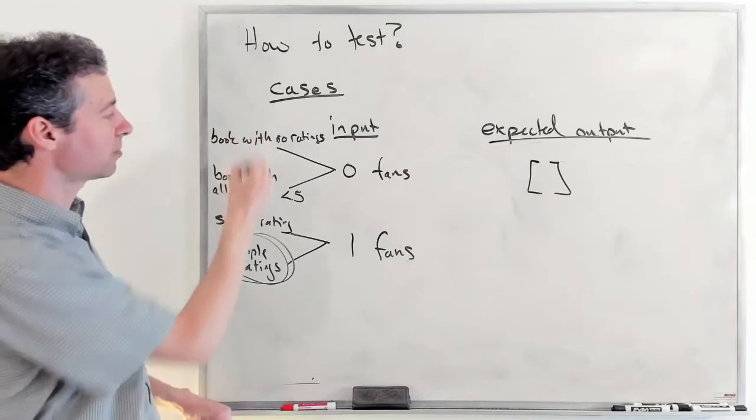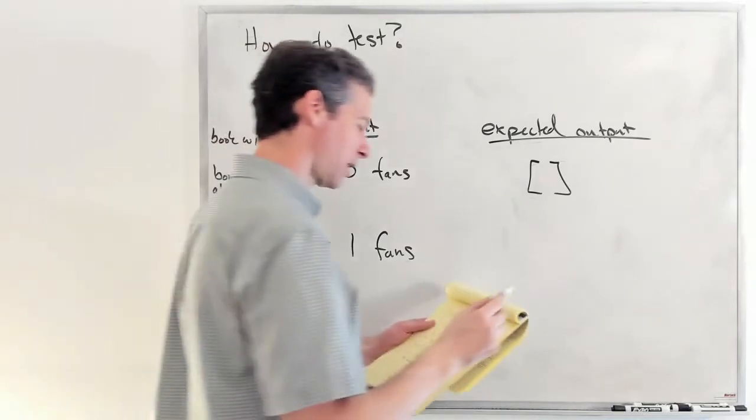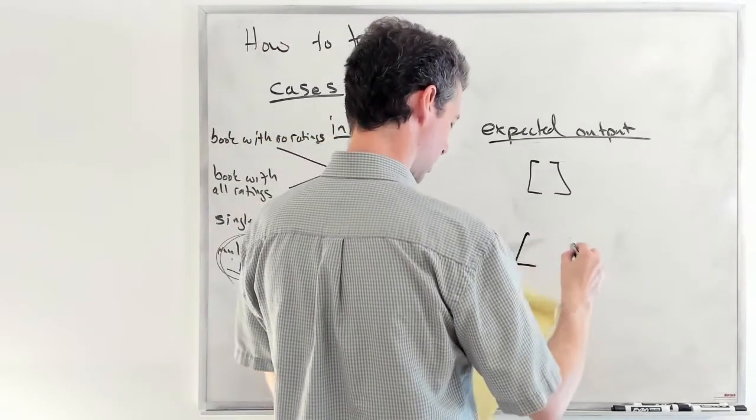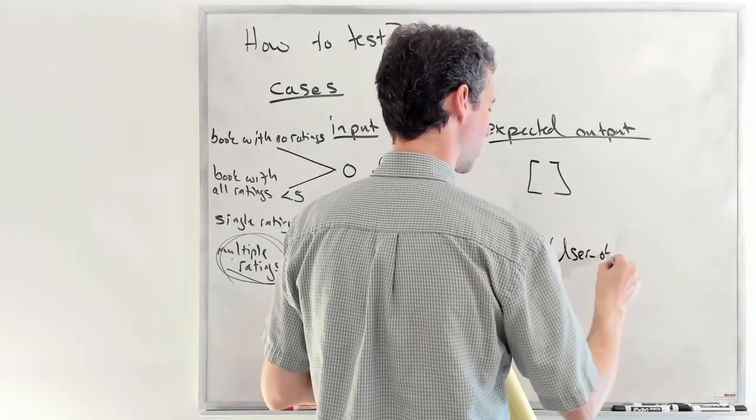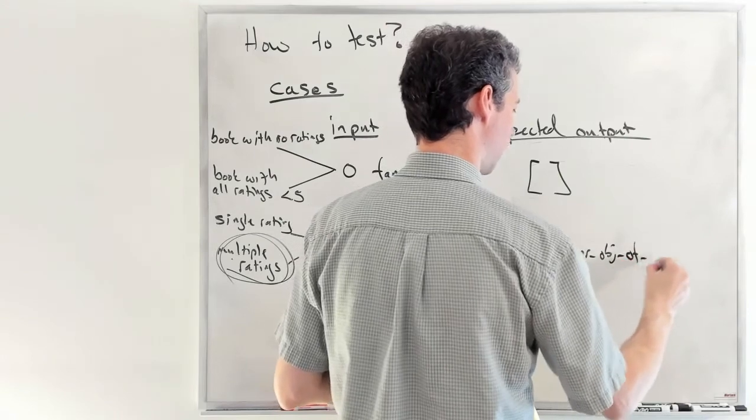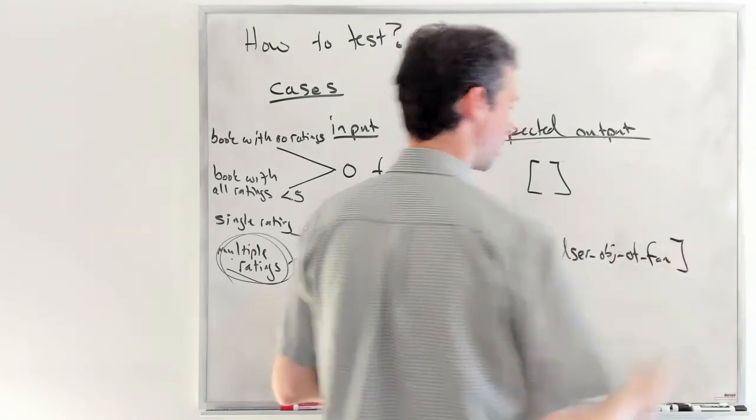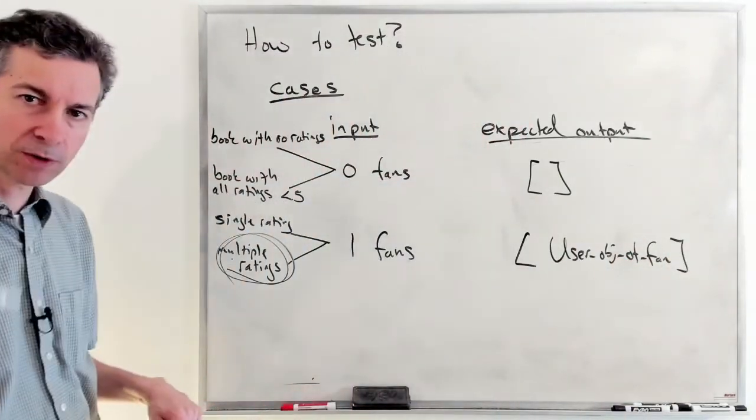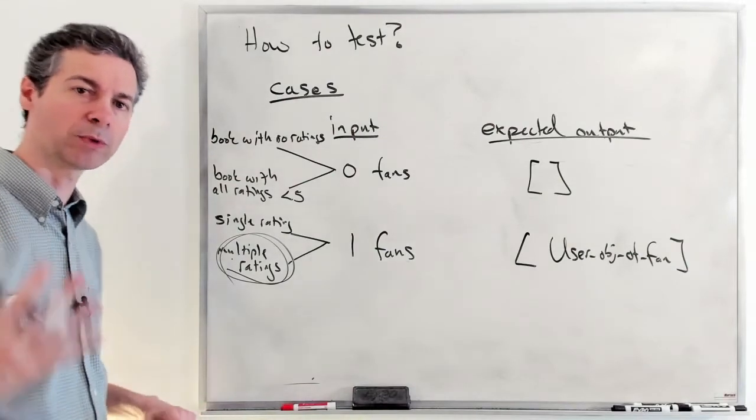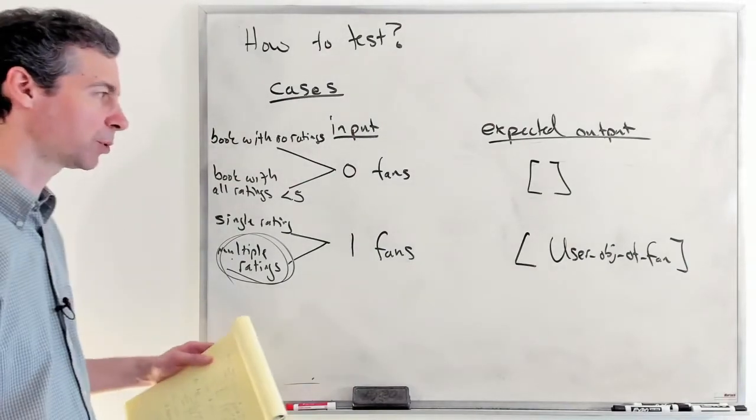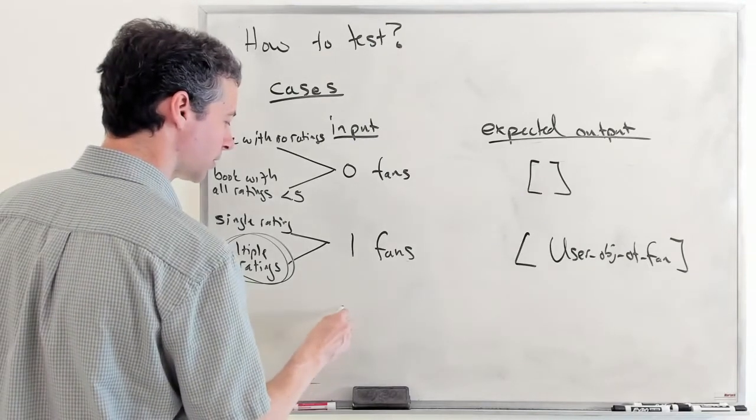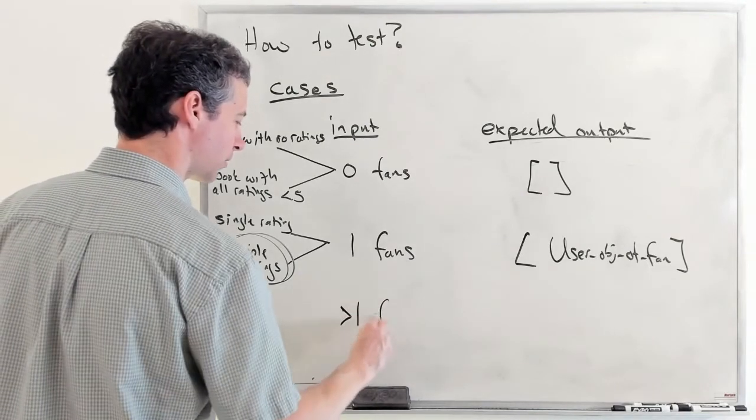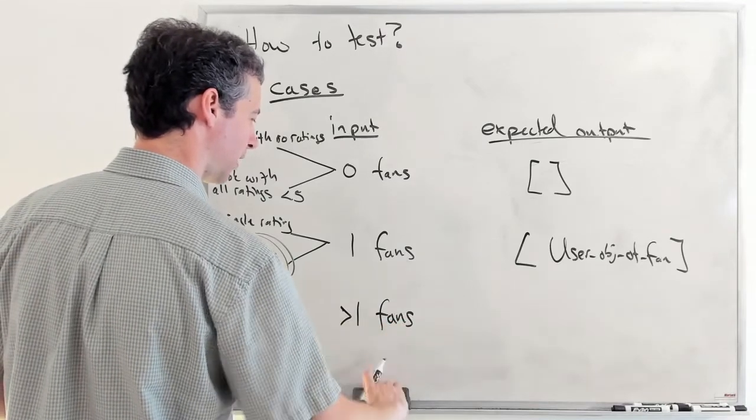But both of these seem like really good things. So if that's the case, I'm going to have something where this is some user object of the fan. Again, I'm not giving you the detailed user data, but I'm going through the thought process of what we would need to come up with to figure out our inputs and what to check for our outputs. And then finally, there really is this case where I have greater than 1 fan.